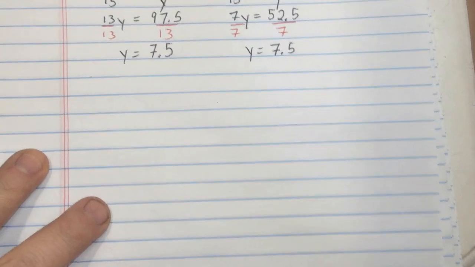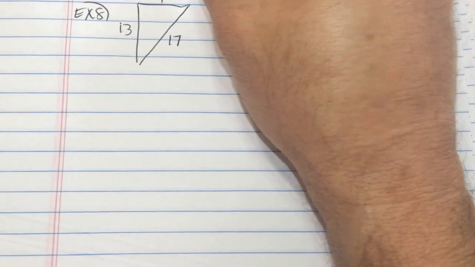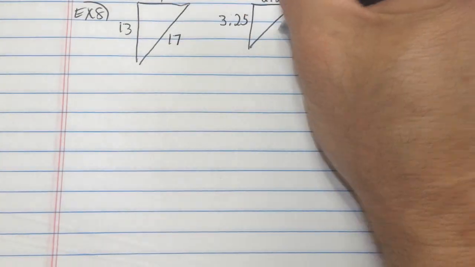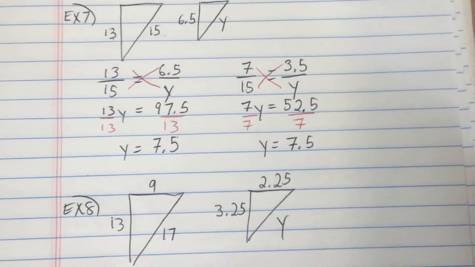Let's do one more example, and it's going to basically do that same triangle there. Same type of example, just different numbers. So we have 13, 9, and 17, 2.25, 3.25, and y.